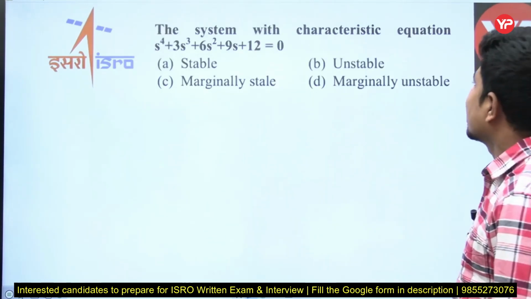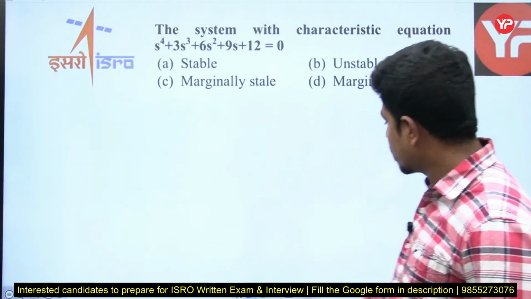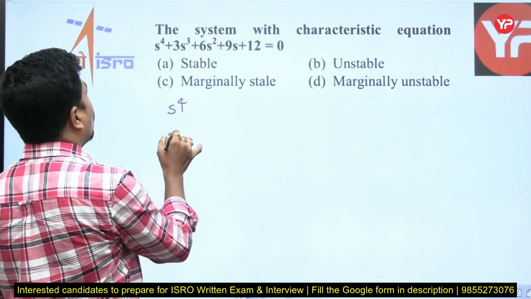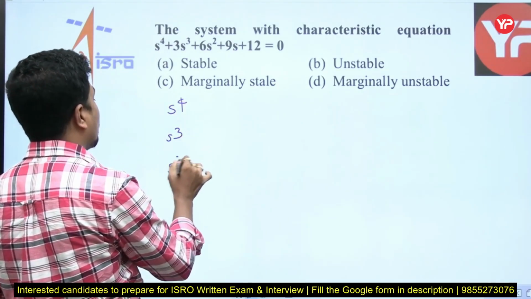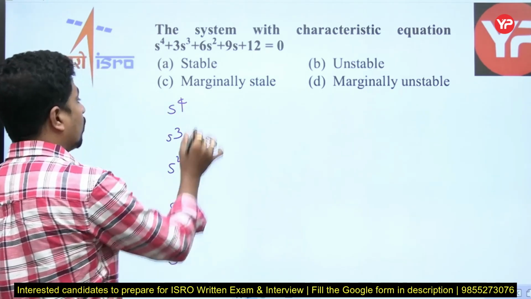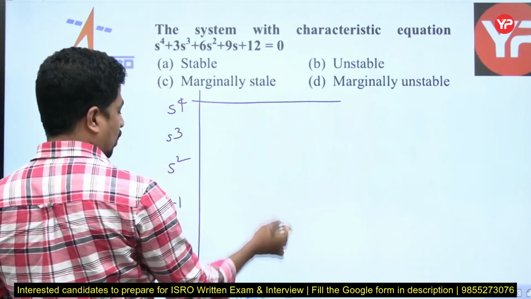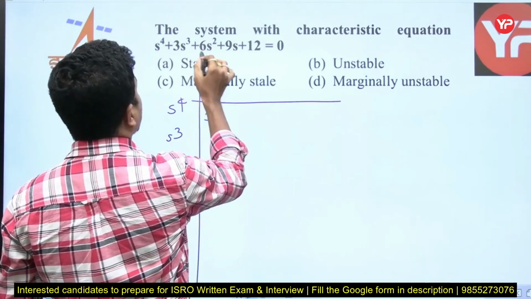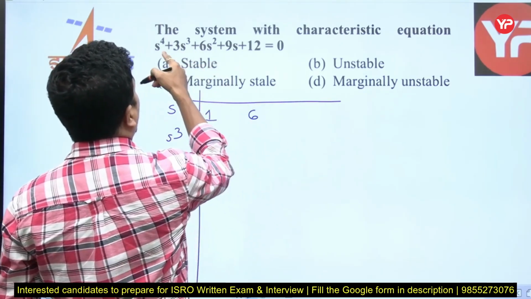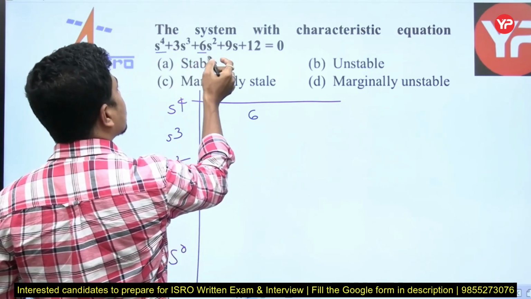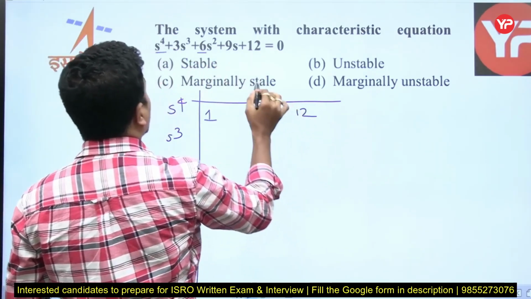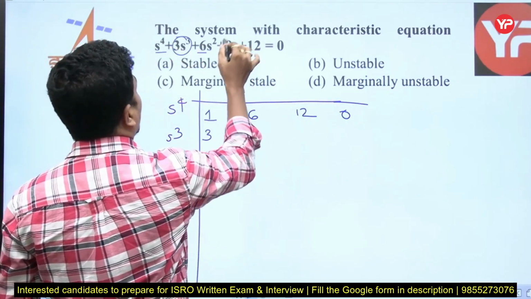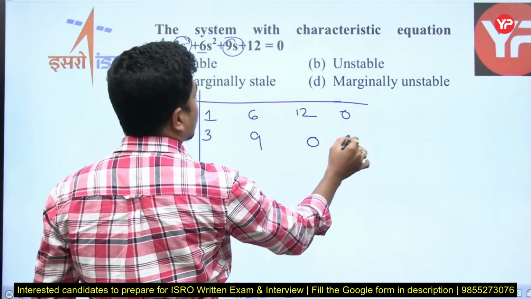Next question please. A system with a characteristic equation is asking about its stability. Now apply RH criteria. S power 4, S cube, S square, S power 1, S power 0. Right? Then yes, come here. 1. After that 3 you neglect, 6. 1, 3 you neglect, 6. Then 9 you leave, then 12. Then nothing is there, 0. Right? Then with the 3 you start, yes. Then 9 you take, then nothing is there, 0, 0.